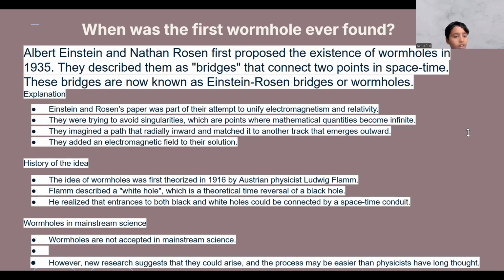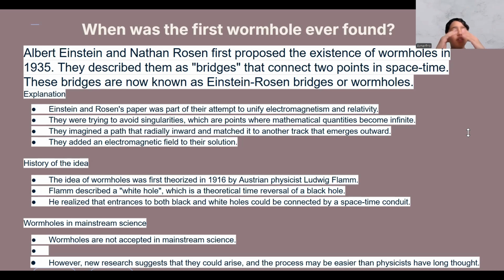History of this idea. The idea of wormholes was first theorized in 1916 by an Austrian physicist, Ludwig Flamm. Flamm described a white hole, which is a theoretical time reverse of a black hole. So it's basically the opposite of a black hole. Whatever you throw in, especially yourself, it comes back out. So that's basically the opposite of a black hole.